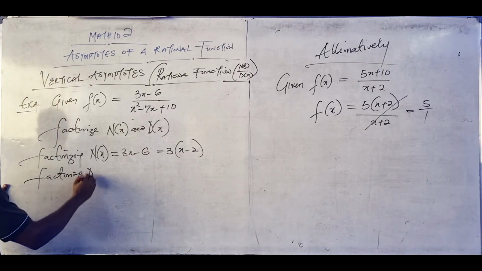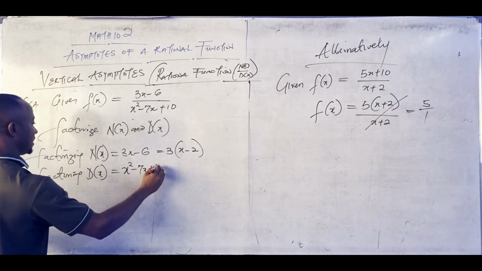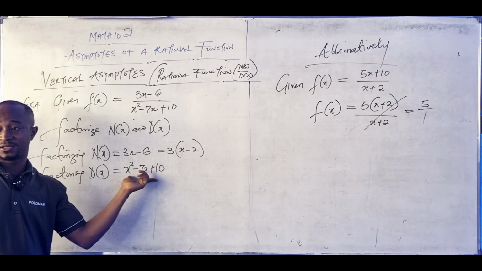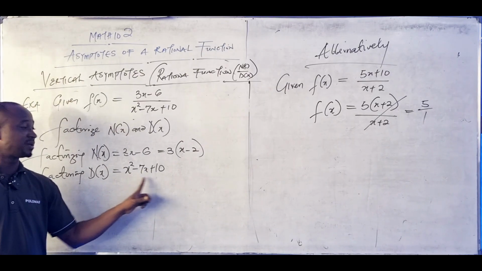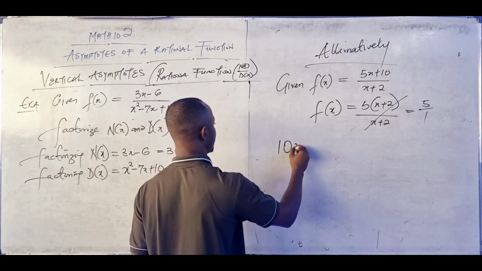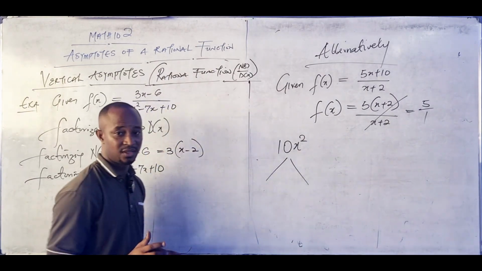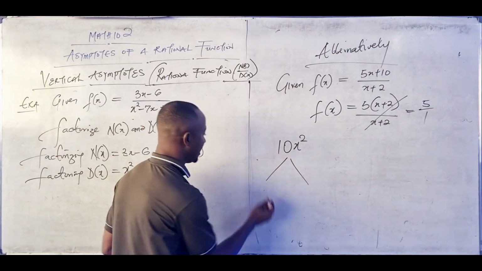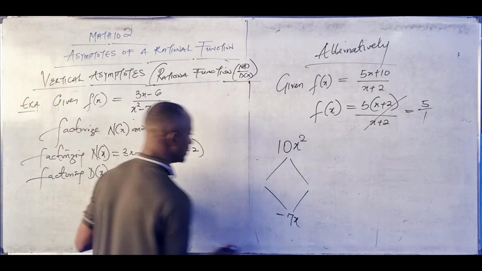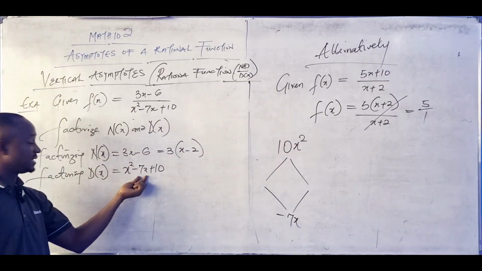So let's factorize the denominator. What's our D of x? x squared minus 7x plus 10. I want to believe we all know how to factorize. What's the first term here? x squared. What's the last term? 10. Multiply the first term and the last term. What do we have? 10x squared. So think of two numbers. When you multiply them, you have 10x squared. But when you add them, you must have the central term, minus 7x. What do we have?